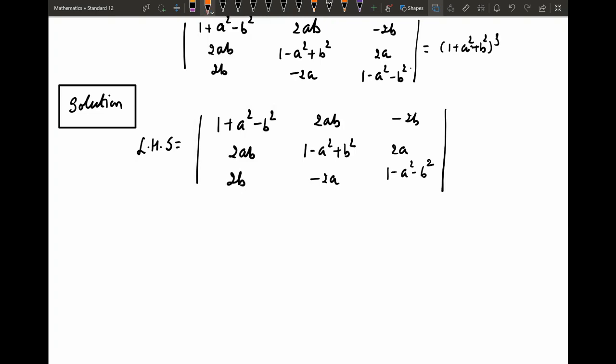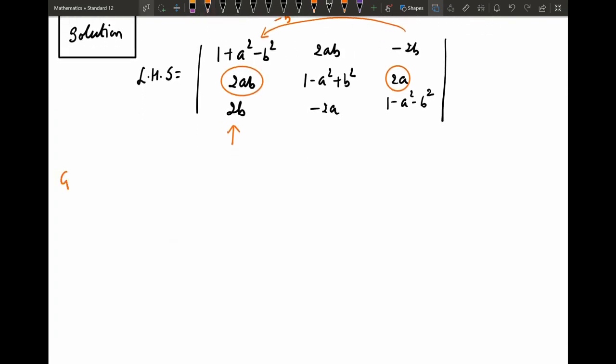Check this one. Here, if we multiply this entry by minus b and add here, so if we multiply this by minus b and add here, plus 2ab minus 2ab, it will be 0. So from the first column we will be able to take 1 plus a square plus b square common. So this operation is c1 to c1 minus b c3. Third column multiplied by minus b, add in the corresponding entries of first column.